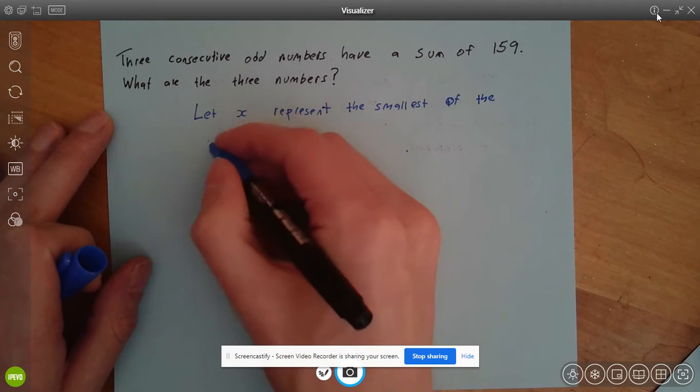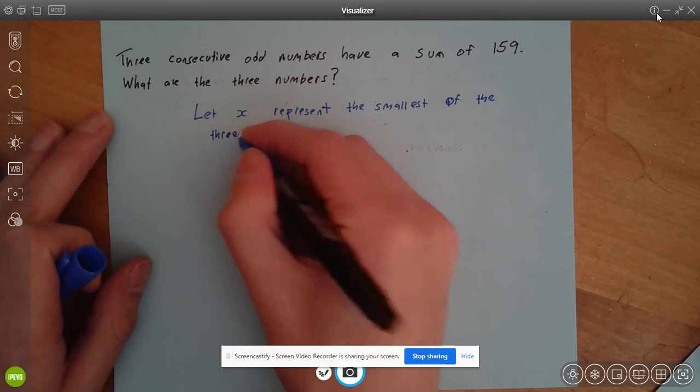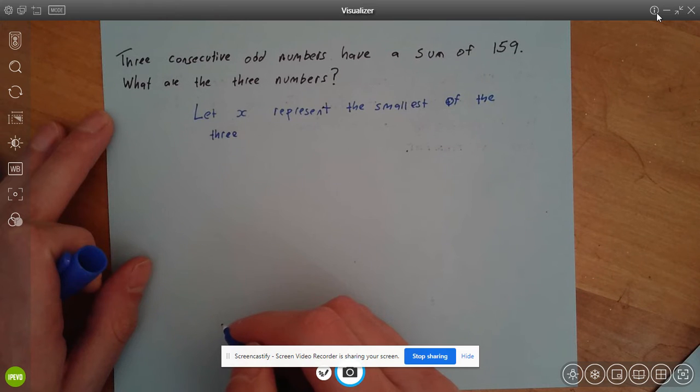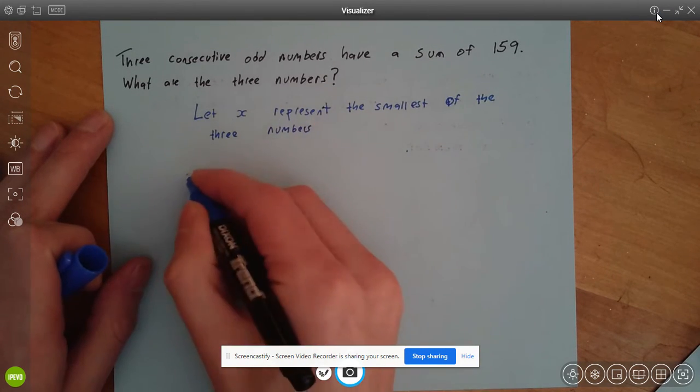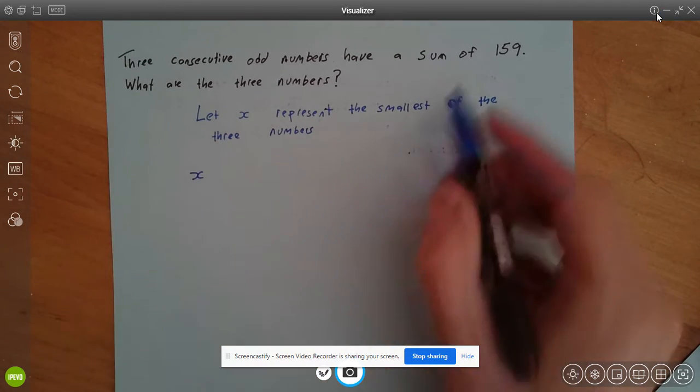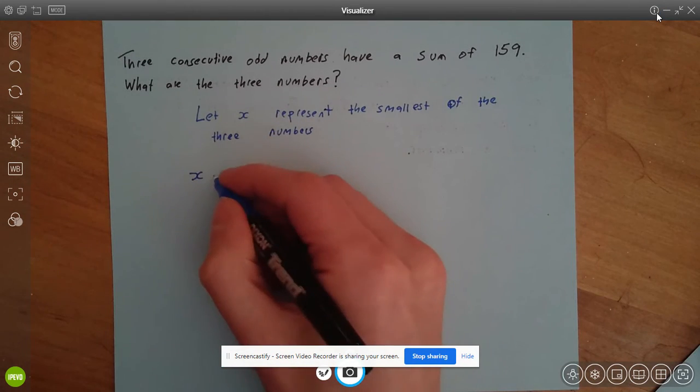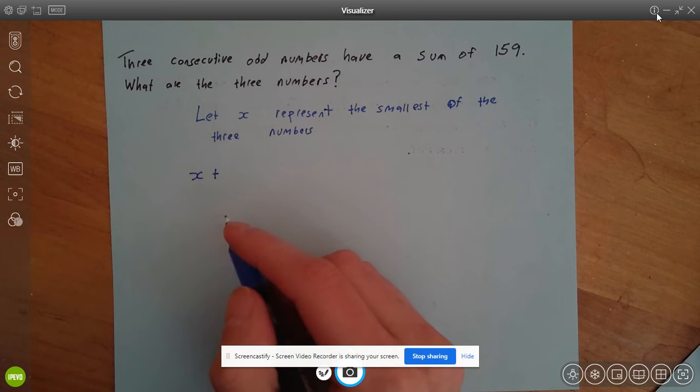All of the questions that we do in this unit, we're going to use one variable and one equation. So x is going to represent the smallest of the 3 numbers. So let's start our equation with x. Now, they have a sum, so I'm going to be adding. So I need to add the smallest number, then the next smallest number.